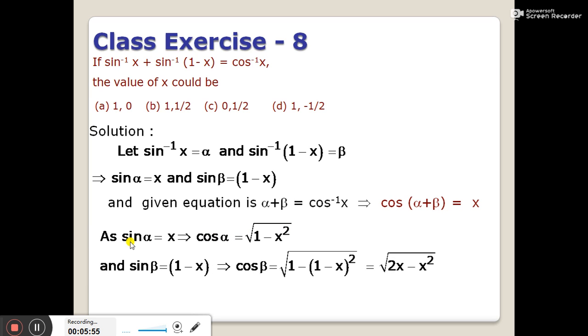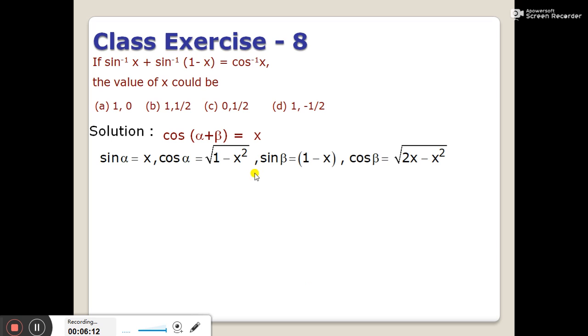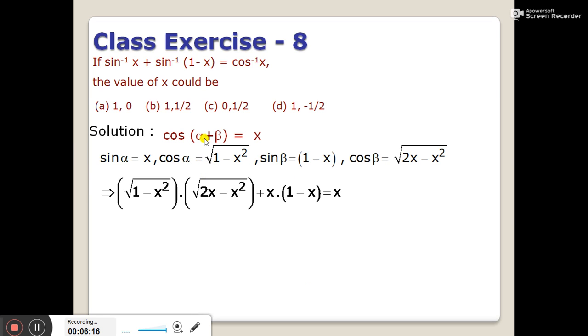As sin alpha is equal to x, cos alpha is equal to root of 1 minus x square, sin beta is equal to 1 minus x and cos beta is equal to square root of 1 minus (1 minus x) whole square, and after simplifying this we get root of 2x minus x square. Now substitute these values in the formula for cos of alpha plus beta.